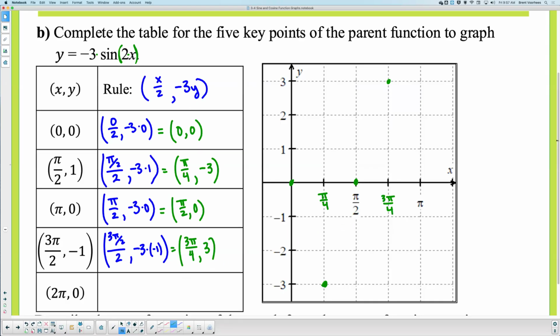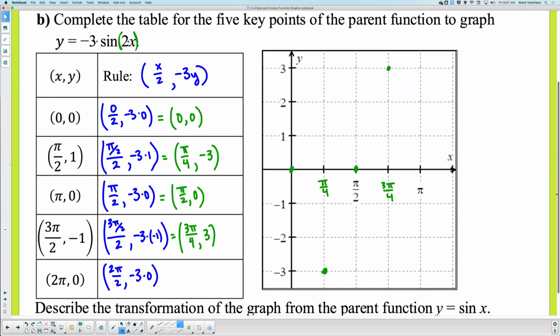Last one. We take our 2 pi. And 2 pi by rule needs to get divided by 2. And then for the y, we multiply it by negative 3. So it'll be negative 3 times 0. What is 2 pi divided by 2? Pi. Just pi. And then what's negative 3 times 0? 0. And so at 1 whole pi, there it is. So there's our graph. Let's connect our dots.